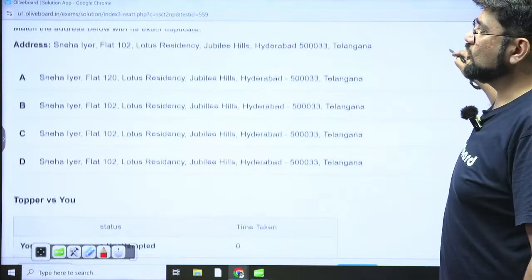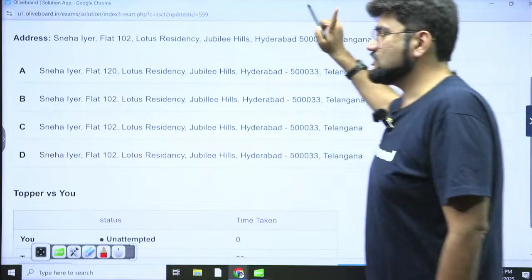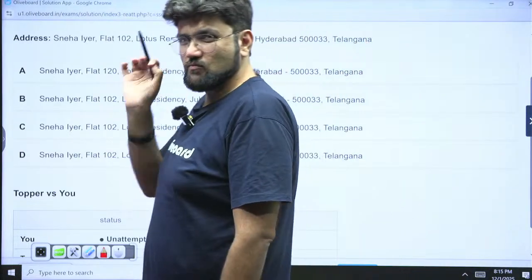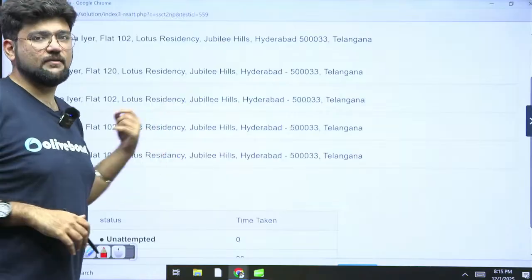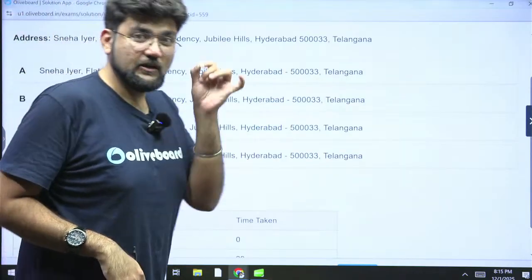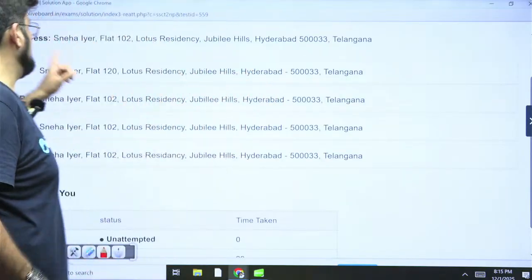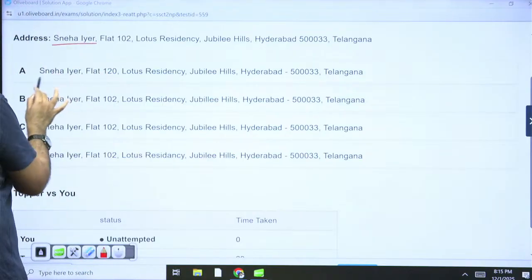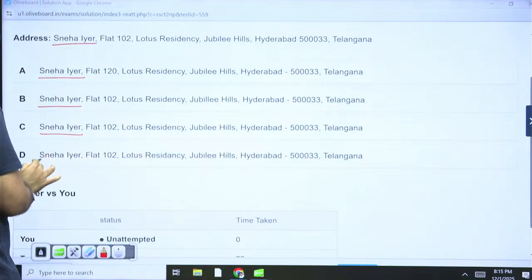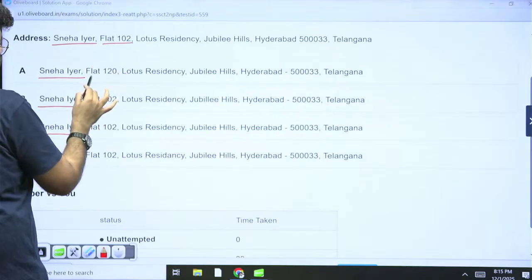Match the address below, exact duplicate. In these cases, always look for spelling mistakes, small errors. They will not give you huge errors. They want the exact copy. So this actually becomes interesting, but you need to hunt for those little errors. Observe. So Sneha Iyer, name is same. Sneha Iyer, Sneha Iyer, Sneha Iyer, Sneha Iyer. No issue. Flat 102, flat 120.